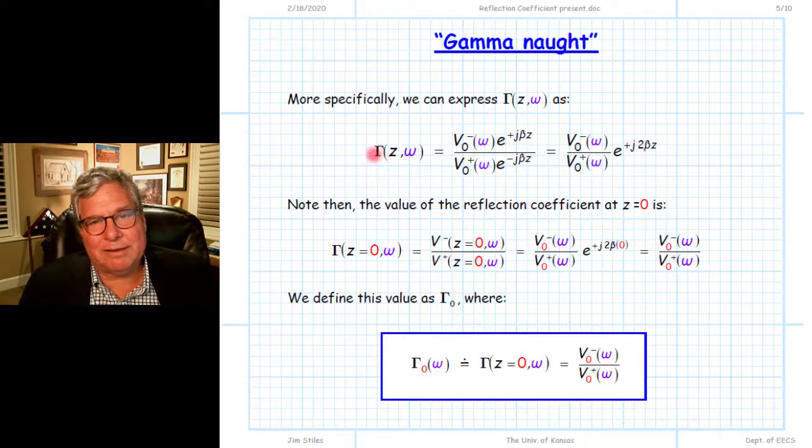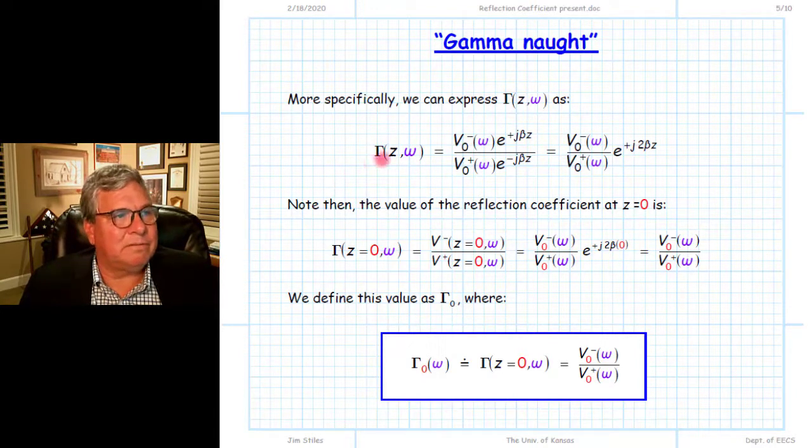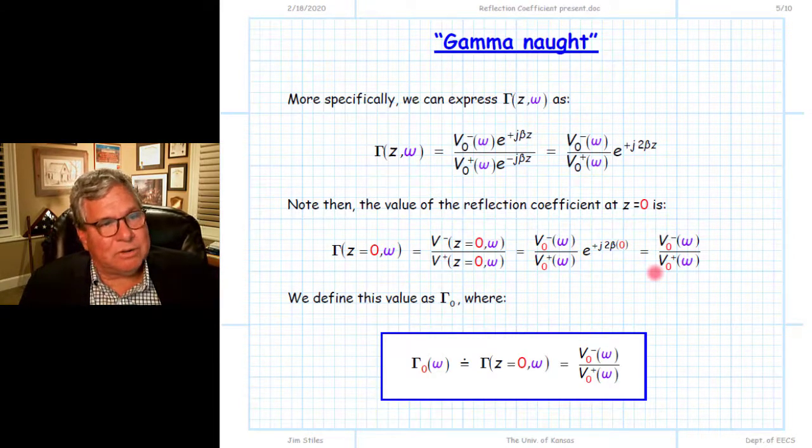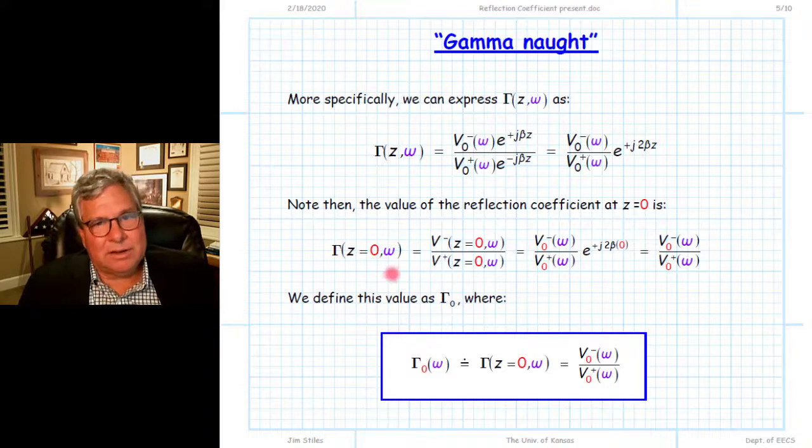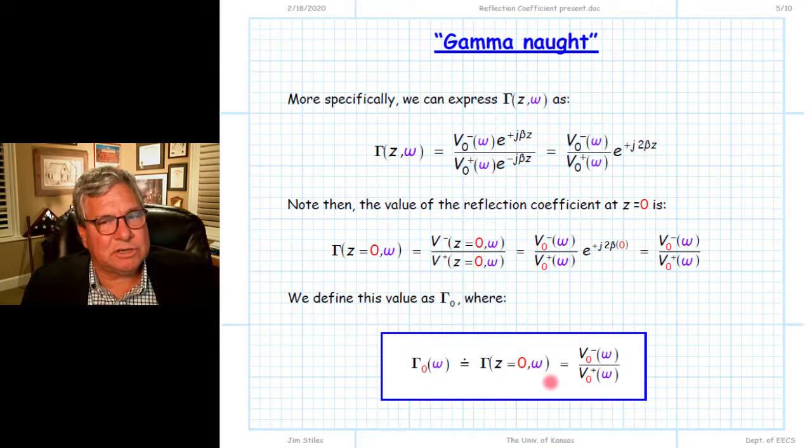If the reflection coefficient is the ratio of V minus to V plus at any and all locations, then the value of the reflection coefficient function at z is equal to 0 is the ratio of the minus wave voltage at z is equal to 0 to the plus wave voltage at z is equal to 0. And of course, the minus wave voltage at z is equal to 0 is V0 minus. Likewise, the plus wave voltage at z is equal to 0 is V0 plus. And so we're going to give this value its own complex constant name. We're going to call it gamma 0, just like we called V0 minus or V0 plus. Now we have gamma 0, which is, and always remember this, simply the value of the reflection coefficient function evaluated at z equal to 0.